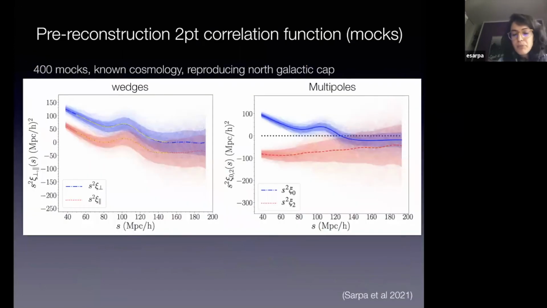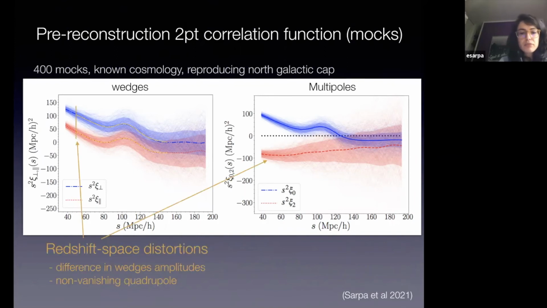So with this, we start looking at the pre-reconstruction two-point correlation function. And here, what you see on the left are the clustering wedges, the perpendicular wedge in blue and the parallel wedge in red. And you see that, as the first effect, we can see the effect of redshift space distortion, which manifests itself as a difference in the wedge amplitude, and, looking at the multipoles, as a non-vanishing quadrupole. So again, this is the effect of the anisotropy. So if we want to model the wedges pre-reconstruction, we need to account for redshift space distortion and for the effect of nonlinearity, so the broadening of the BAO peak.